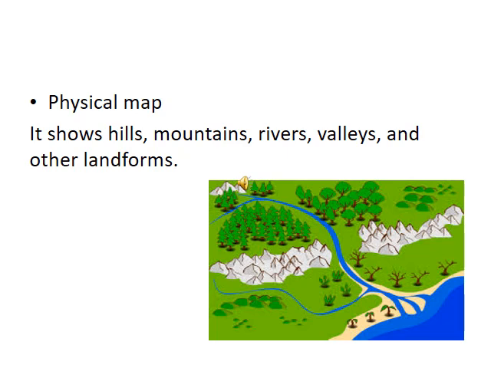Physical maps are designed to show the natural landscapes of the earth. These landscapes are hills, mountains, rivers, valleys, oceans, seas, and many other landforms.